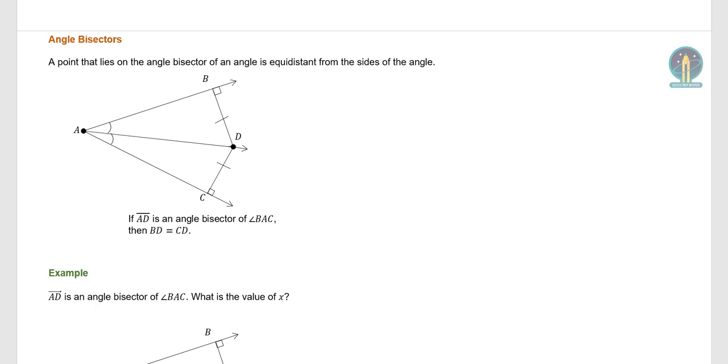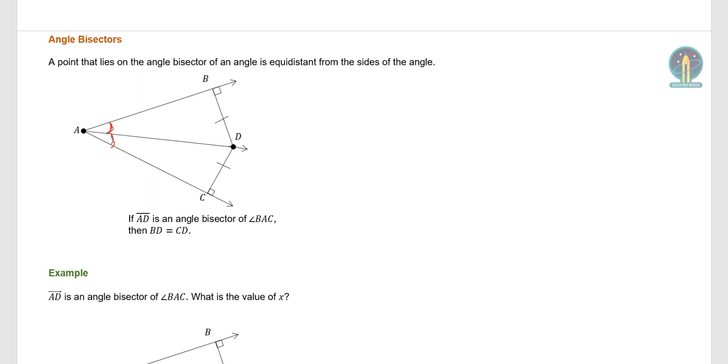Here's another feature of bisectors. In this case, we'll be talking about angle bisectors. An angle bisector, again, is a segment that breaks a single angle into two equal angles. A point that lies on the angle bisector of an angle is equidistant from the sides of the angle.